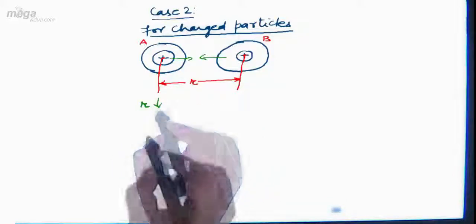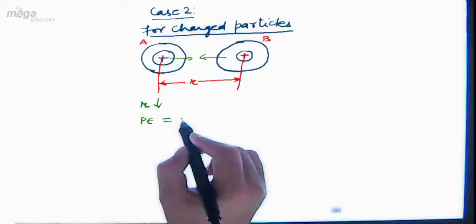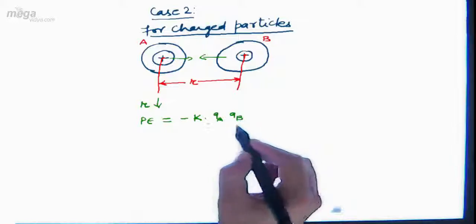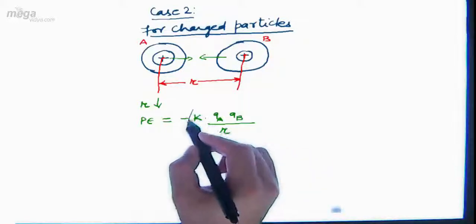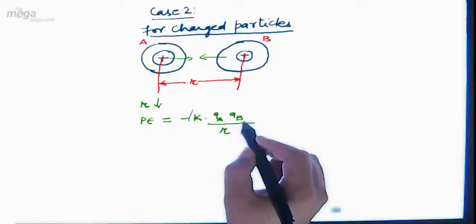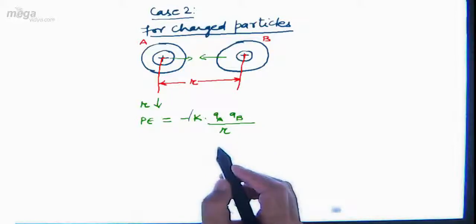Now in case of charged particles, potential energy is given by the formula minus K into Q1 Q2, let us call it QA QB, upon R, where K is some constant. QA here is the charge associated with particle A, QB is the charge associated with particle B, and R is the separation between the two.